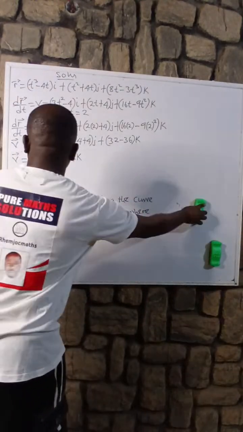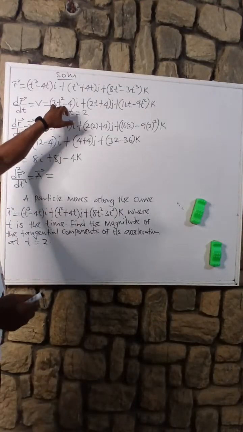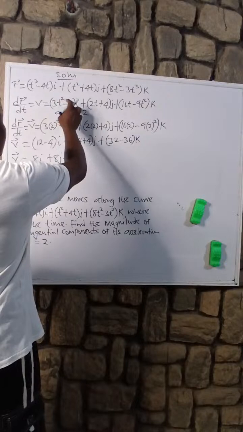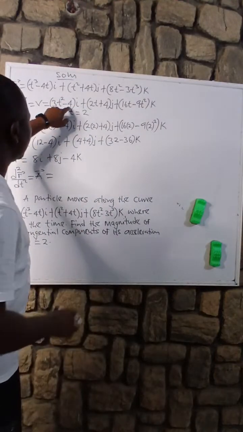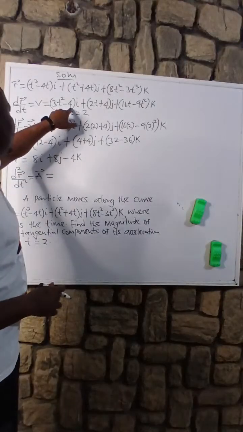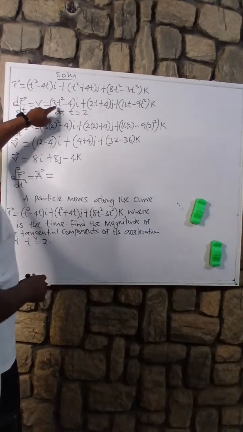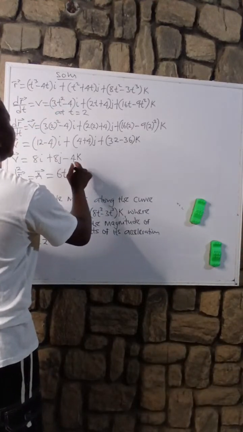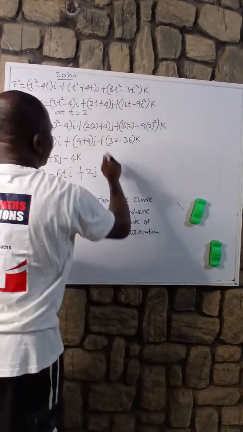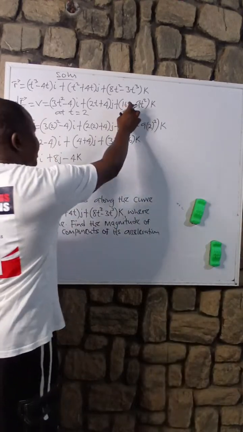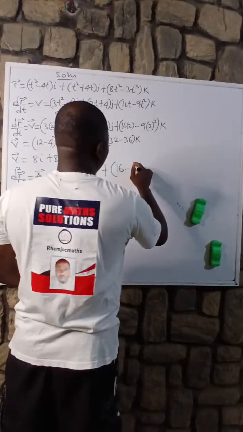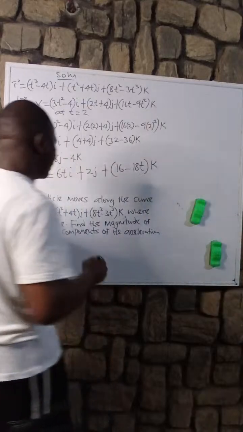So let me clean this. If we differentiate this again, we are still using the same differentiation formula. This is a constant, so this one will be 0, because the independent variable t is not attached here. Whenever you differentiate a function of this form, it will always be 0. Then here we are going to have 6t i, then plus 2j, then plus, if you differentiate 16t, you have 16, then minus, if you differentiate 9t squared, you have 18t, k. True or false? It's true, right?